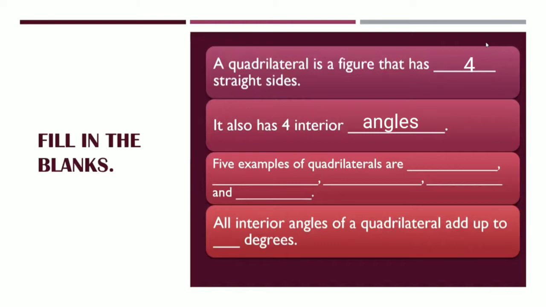Five examples of quadrilaterals are, and I'm going to give more than 5, and you'll just tick your answers if you got them correct. We know that quadrilaterals are 4-sided figures, 4-sided shapes. And so we are looking at squares, rectangles, parallelograms, trapeziums or trapezoids, and we also have kites, rhombus, etc. So we'll touch some of them today. All interior angles of a quadrilateral add up to 360 degrees. So if you got those correct, bravo.